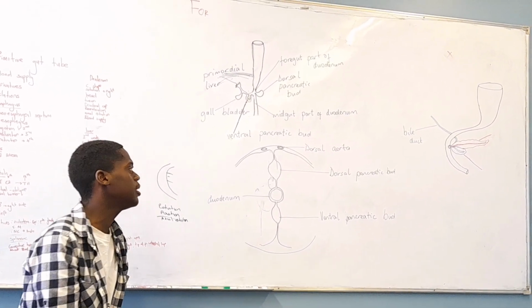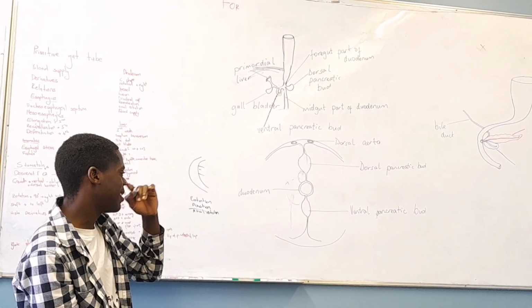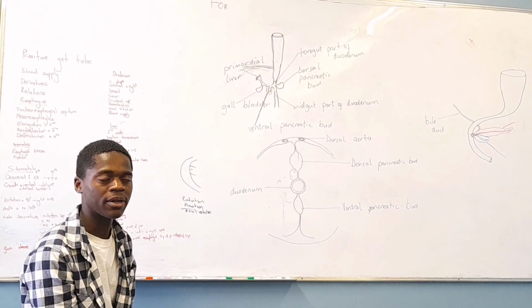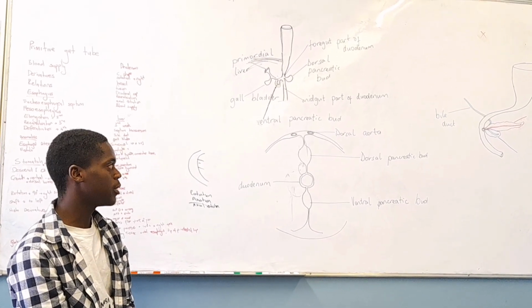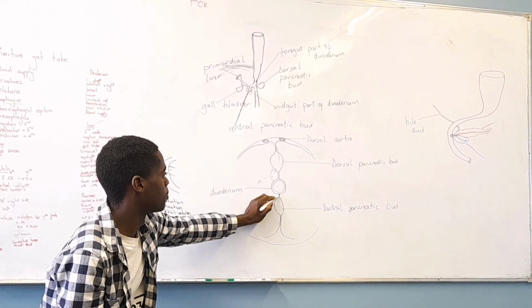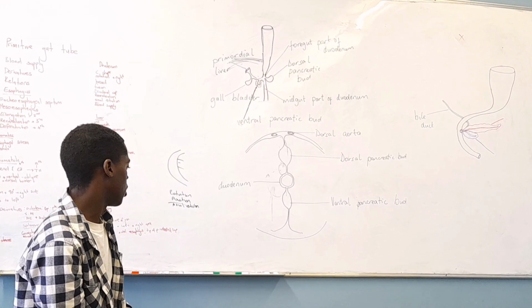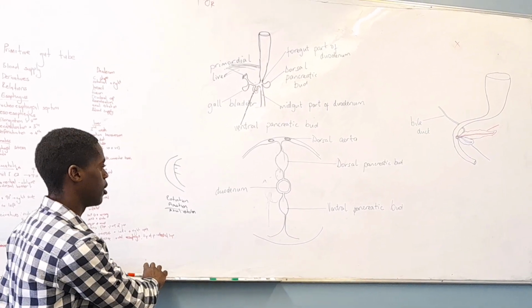Now, what we really need to know here about the pancreas, we need to know about the duct system of the pancreas, right? So the ventral bud is going to be having its own duct that's going to be emptying into the duodenum, and we are going to also be having the dorsal.